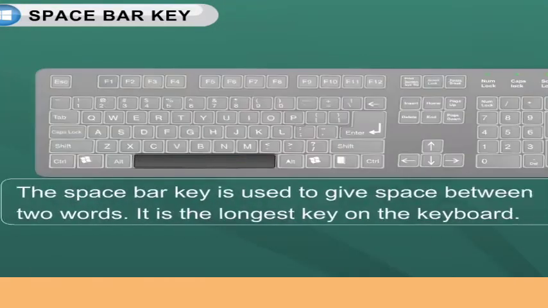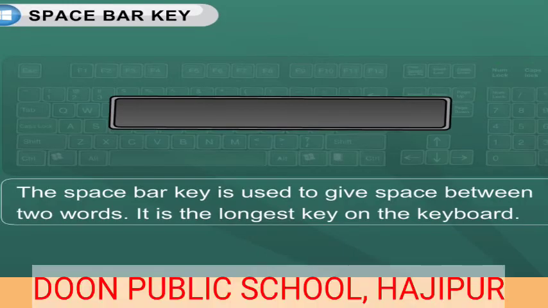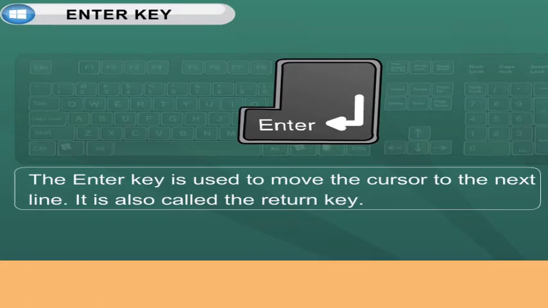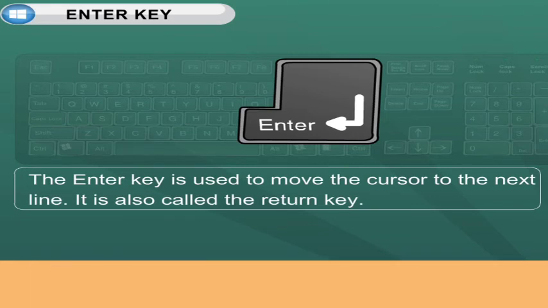Space bar. The space bar key is used to give space between two words. It is the longest key on the keyboard. Enter key. The enter key is used to move the cursor to the next line. It is also called the return key.